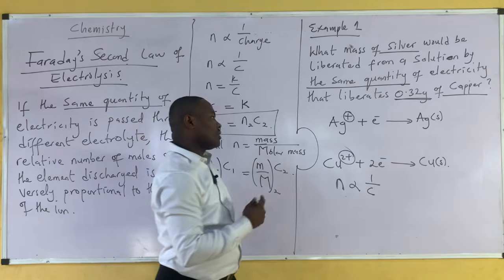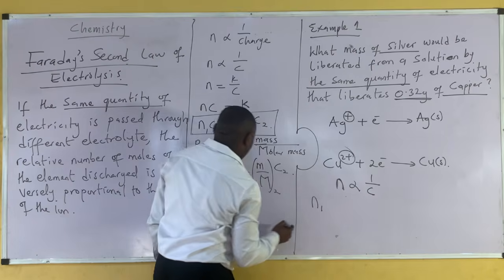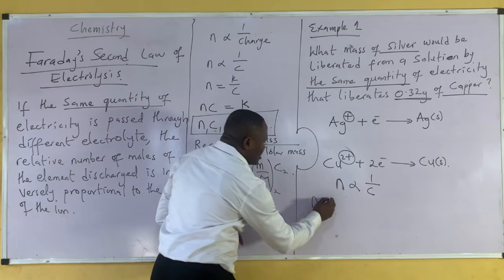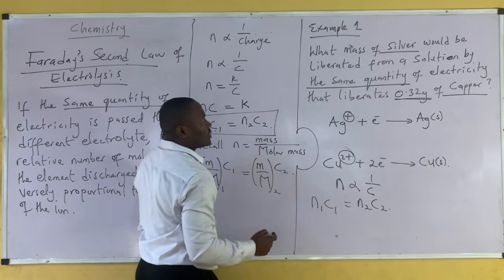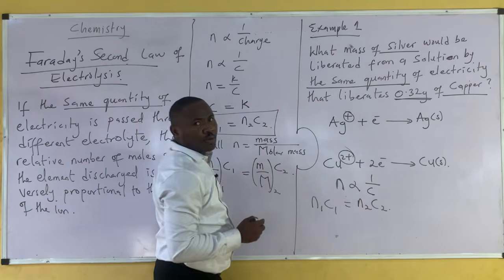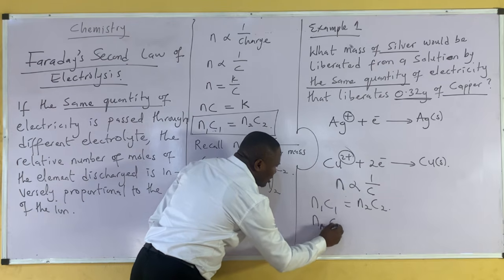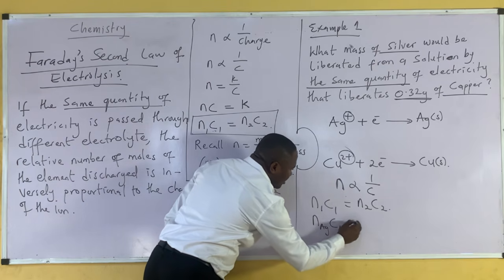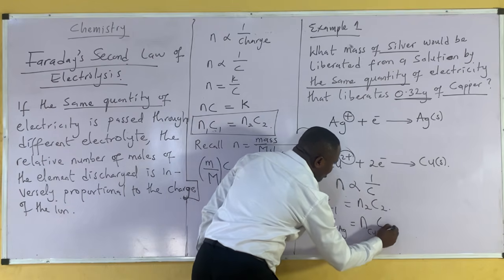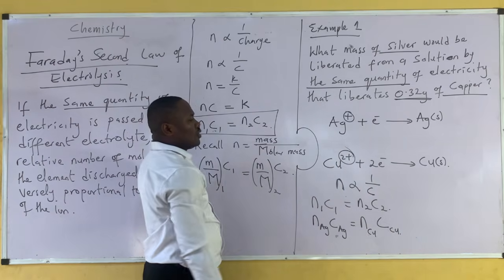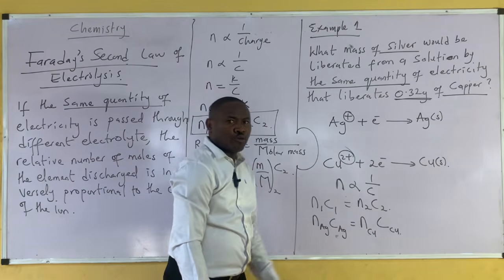That's very important. So now, what do I have? I have N1, look at it, N1 C1 is equal to N2 C2. Now, what is my N1? In my question, silver is appearing first, so I'll say mole of silver times charge of silver is equal to mole of copper times charge of copper. So this will be a very nice way to replace my 1 and my 2 for copper.